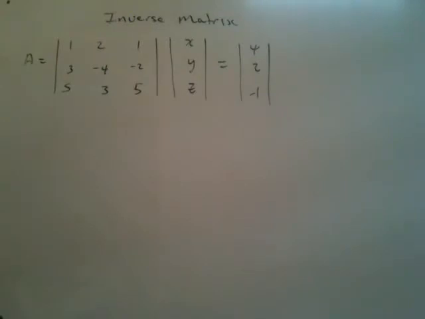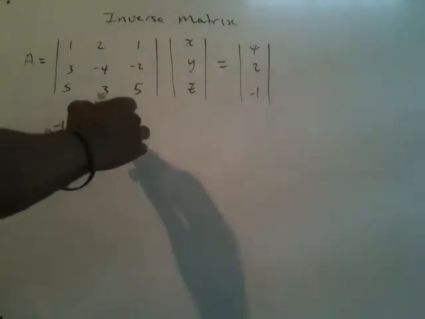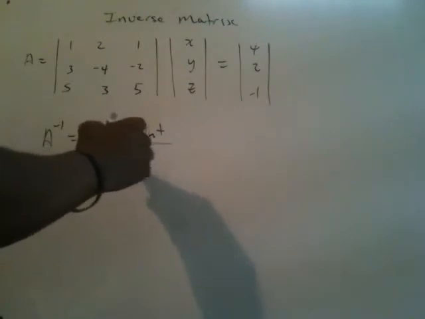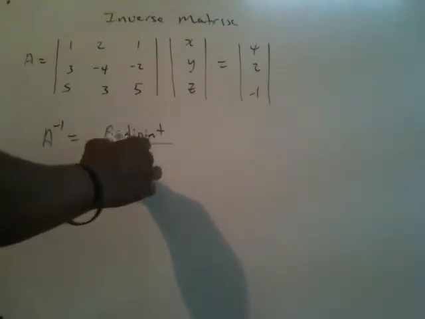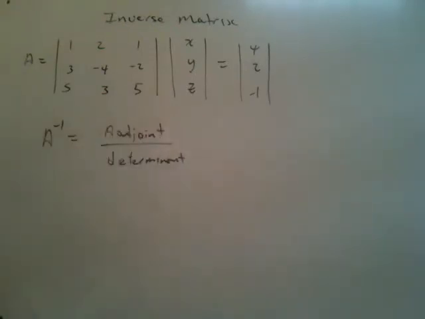What if you were to get a matrix of the form 1, 2, 1, 3, -4, and you were to solve this matrix using the inverse method? First, the inverse of A is equal to the adjoint of A over the determinant of matrix A. So first we find the determinant of matrix A.